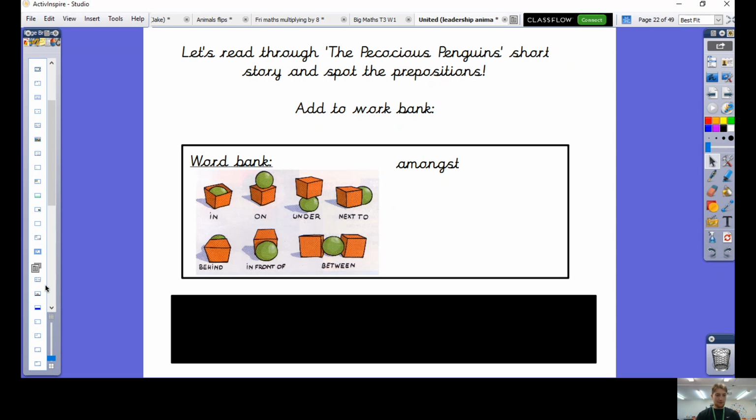Okay, right, let's read through the story. So, pencils down, ears on me whilst I am reading through. See if we can hear out for any prepositions, and then we can add to our word bank.